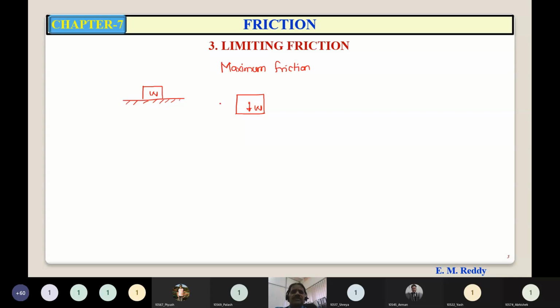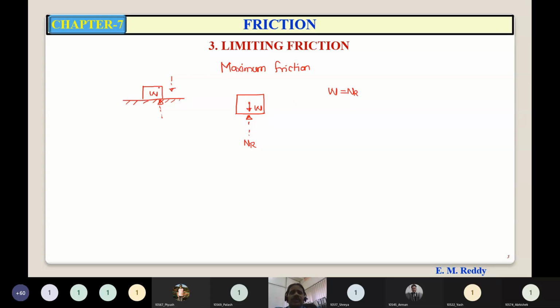Because of this weight, the body tends to move vertically downwards, which is prevented by the surface by offering a normal reaction in the opposite direction. So it is a normal reaction offered by the surface. This body is in equilibrium under the action of these two forces. So when it is in equilibrium, the weight of the body is equal to the normal reaction, summation Fy is equal to 0, right?